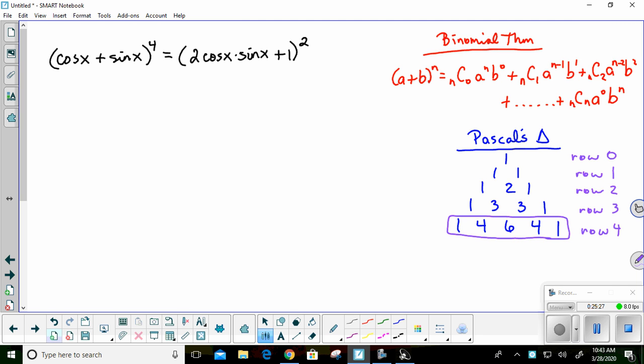So that 1, 4, 6, 4, 1 is going to be the numbers that we replace n choose 0, n choose 1, n choose 2, all the way to n choose n. So 4 choose 0 is a 1, 4 choose 1 is 4, 4 choose 2 is the number 6, 4 choose 3 is the number 4, and 4 choose 4 is the number 1. So I'm going to use those. So you guys, I hope I didn't lose you, but if I did, hang tight. So this left-hand side, LHS, okay?